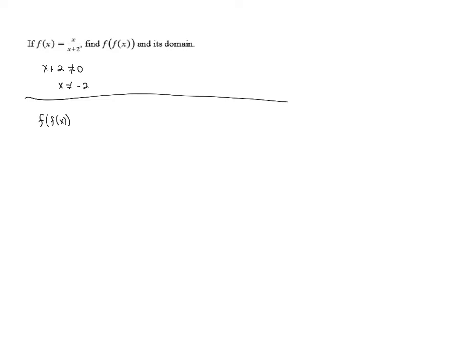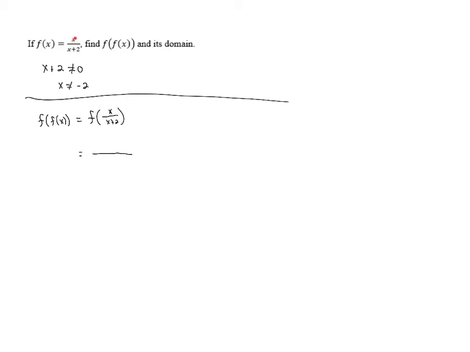F of f of x. Now on the inside, we've got f of x. So this is going to be f of, and then f of x is x over x plus 2. So then we have to evaluate f at the input x over x plus 2. So up here, wherever we see an x, we have to replace it with x over x plus 2.